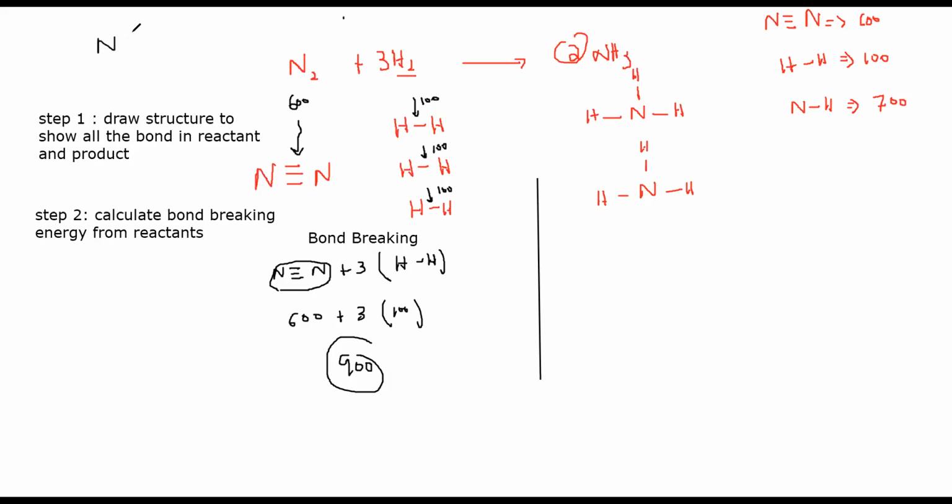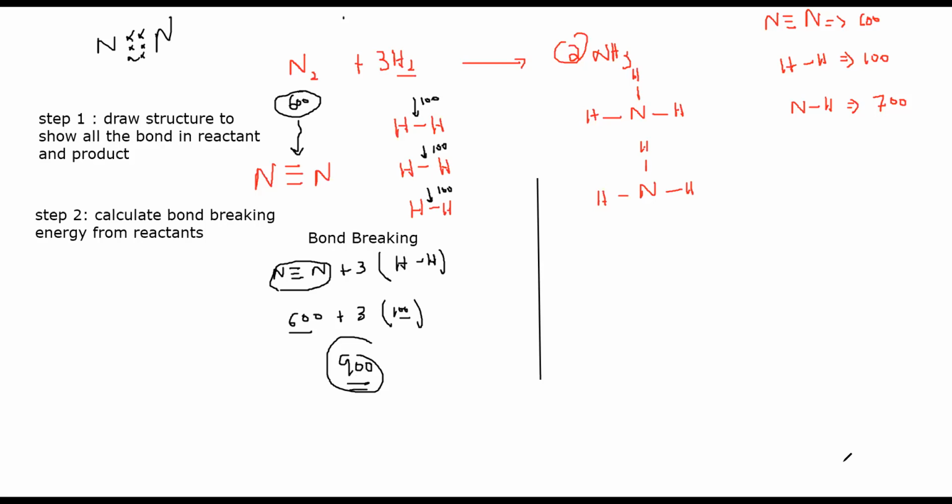So group 5 will share 3 electrons with each other. That's why there's a triple bond. And hydrogen group 1, so share 1 electron. That's why it's a single bond. So energy needed to break the nitrogen triple bond with nitrogen is 600 and hydrogen bond is 100. So how many hydrogen bonds are there? 1, 2, and 3. That's why it's multiplied by 3. So the total energy required to break the bonds in the reactant side is 900.